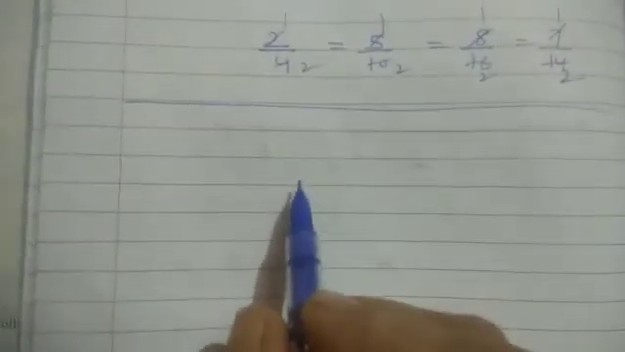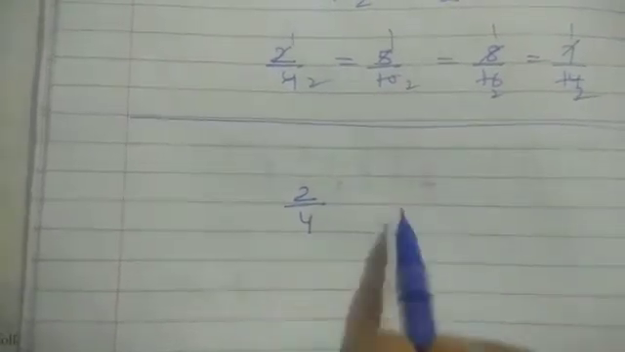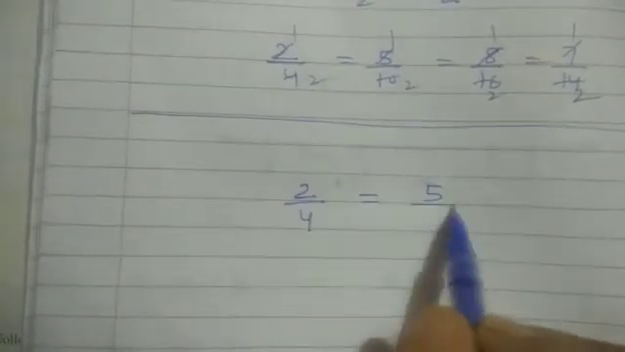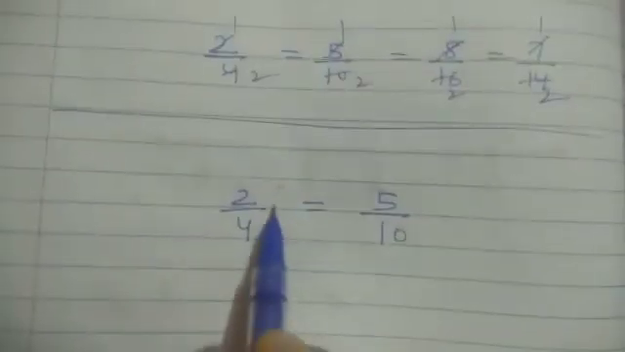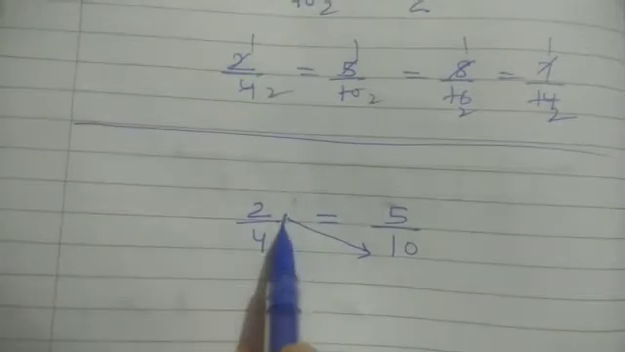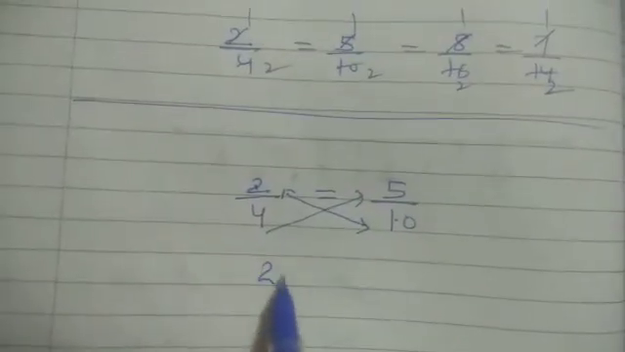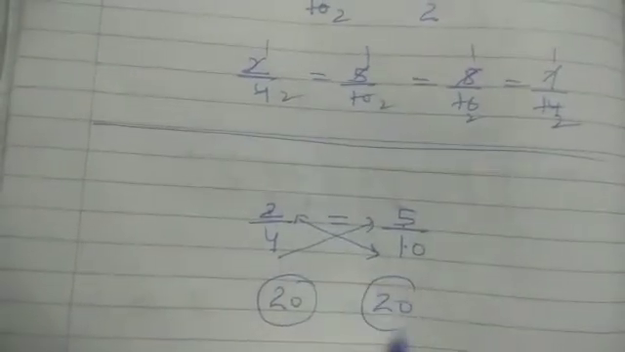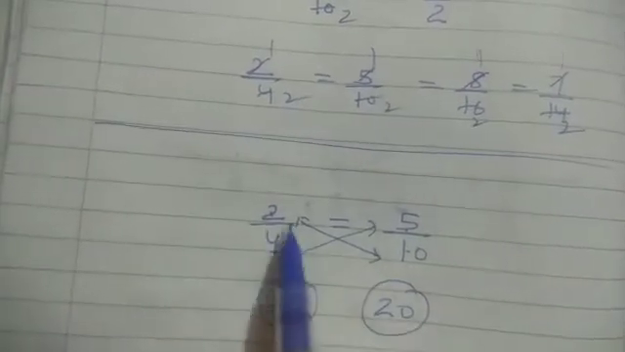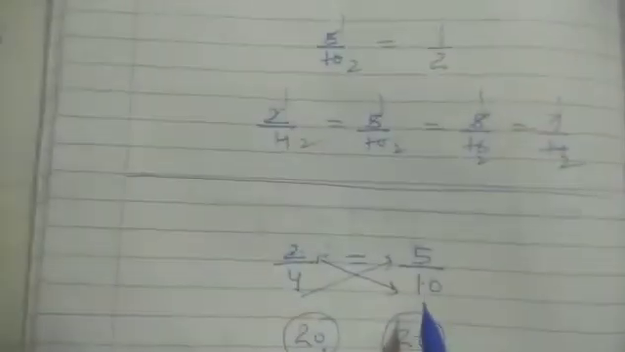Now I am telling you a simple trick to check whether fractions are equivalent or not. Suppose I am taking 2 by 4 and 5 by 10. You know these two are equivalent fractions. So there is a simple trick. Cross multiply these two. 10 twos are 20, 5 fours are 20. This always comes out to be equal. So this is the simple trick to check whether two fractions are equivalent or not.